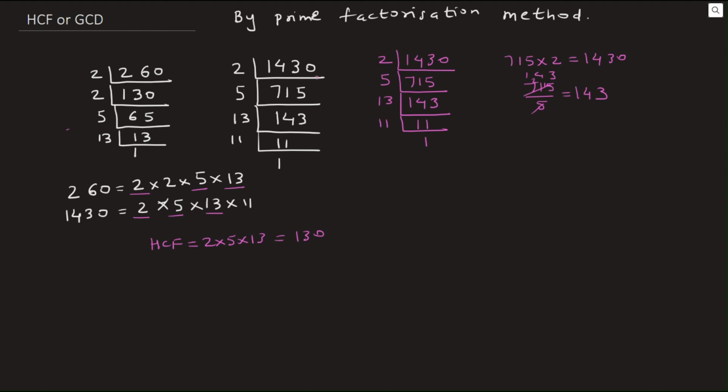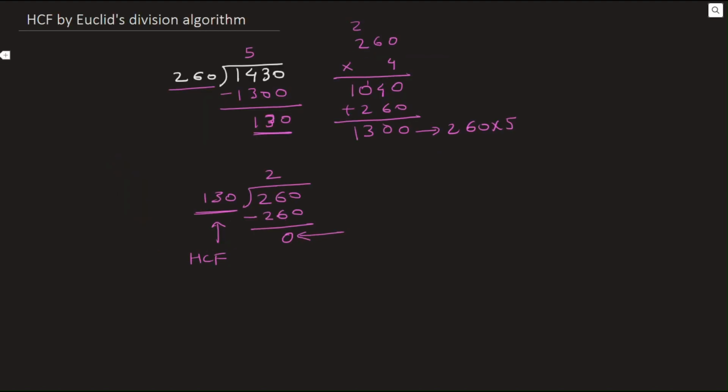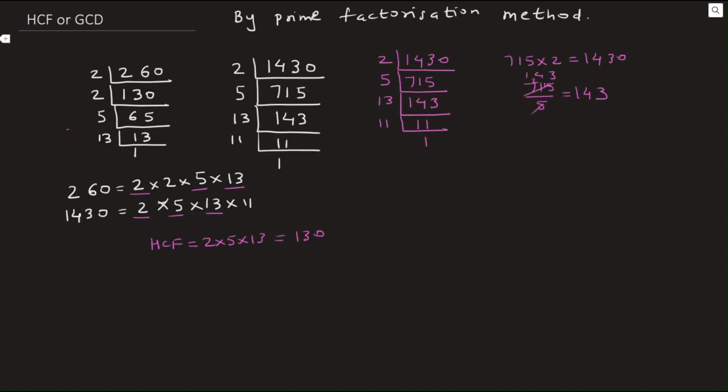We have already learned two ways. The first way is listing down the prime factorizations vertically. The second way is Euclid's division lemma. And then again, back to the common division method. And how do I find out the HCF using the common division method? I write down both the numbers together. That is 260 and 1430. I write them down like this.